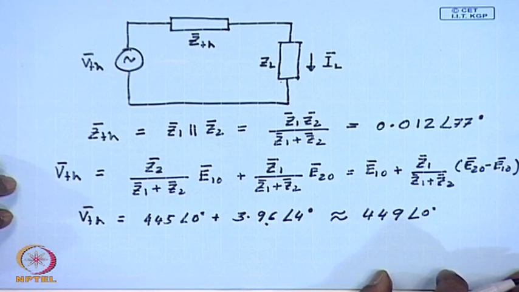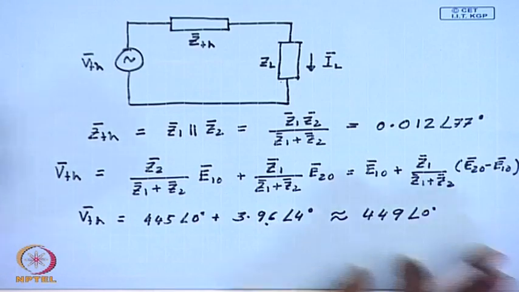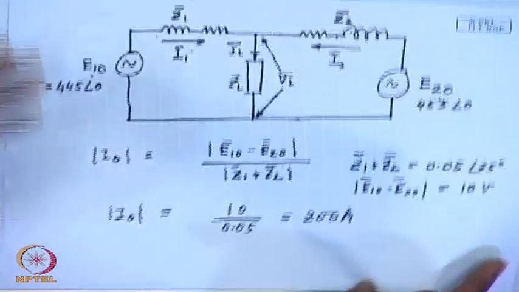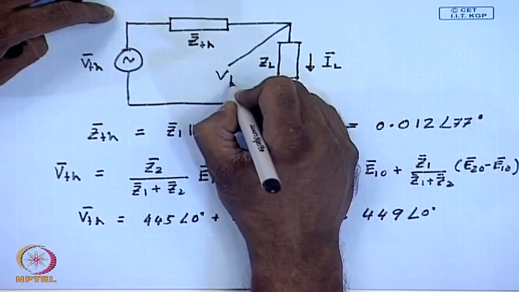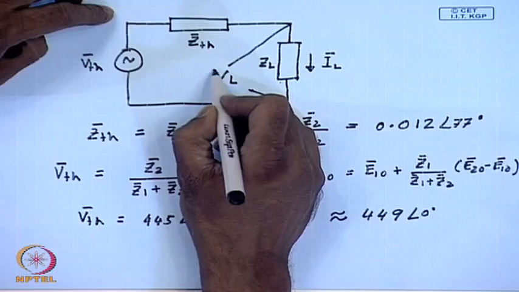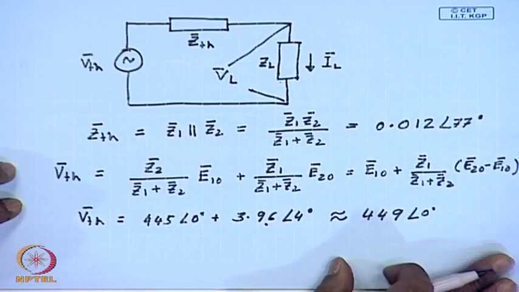So, we have the values. Now, the first job is to find out the load voltage VL, which is across this terminal. How do I do that? In order to do that, let us draw the phasor diagram with VTH as the reference.